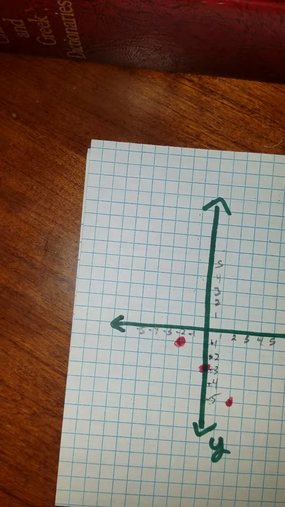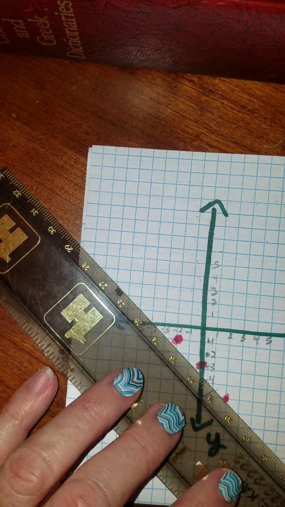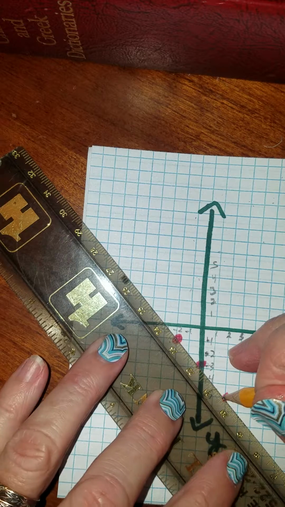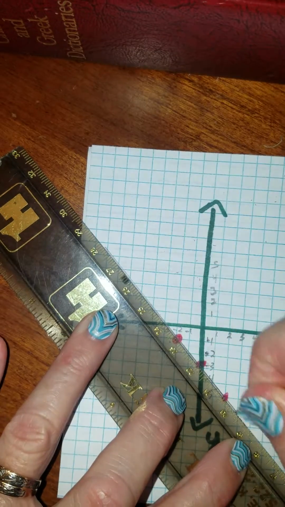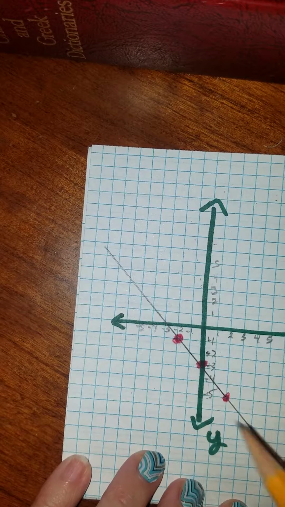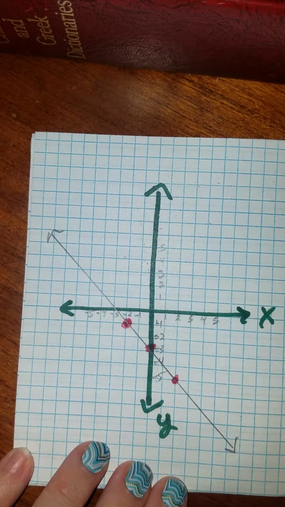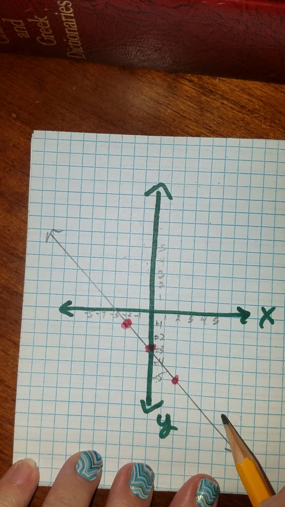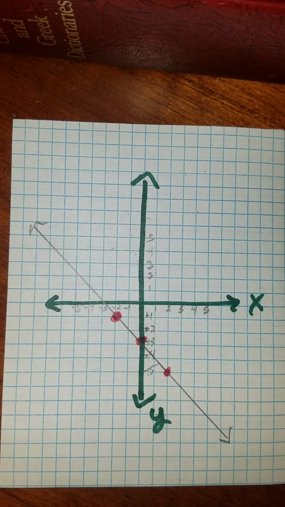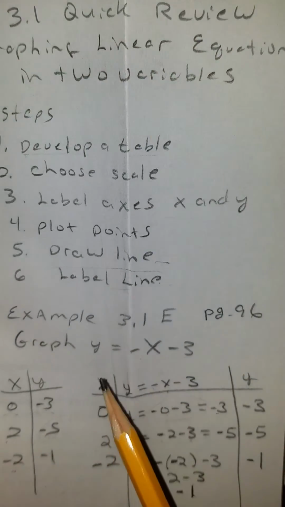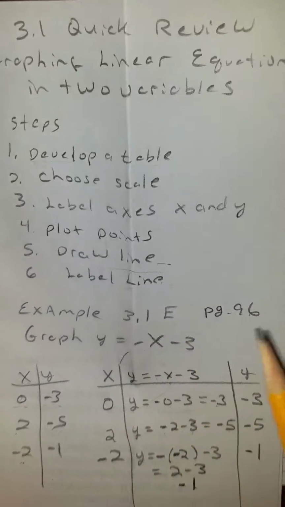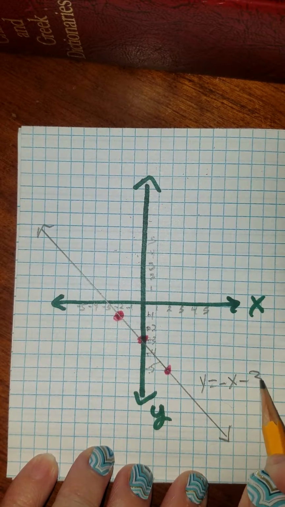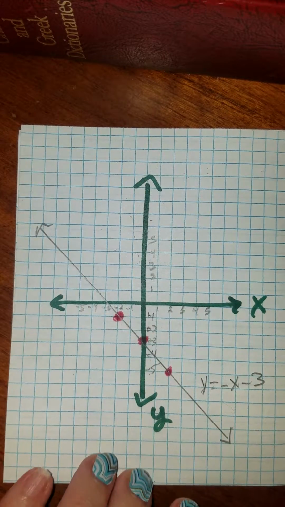So this is where you're going to need a straight edge. You're going to take a straight edge and make sure you get it lined up on your points, and you're going to draw a line, put arrows, because what that means is that your line is continuing on out to infinity. Then you're going to label the line by using your original equation. Remember, our original equation was y equals a negative x minus 3. So I'm going to put y equals a negative x minus 3. This is the label for this line.